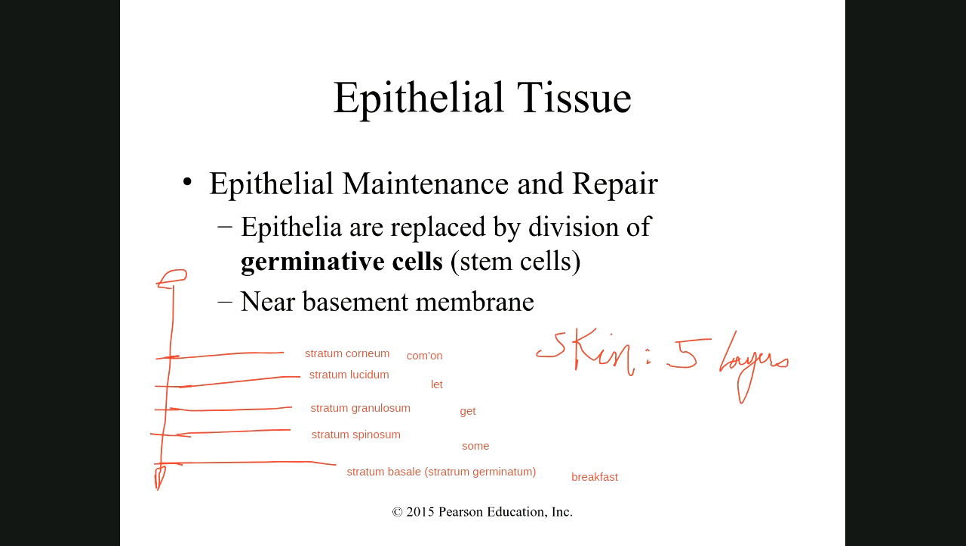Now, typically you only see 4 layers, but if you have 5 layers, this is the 5 layers, okay? C is for corneum, L is for lucidum, G is for granulosum, S for spinosum, and basale for breakfast.